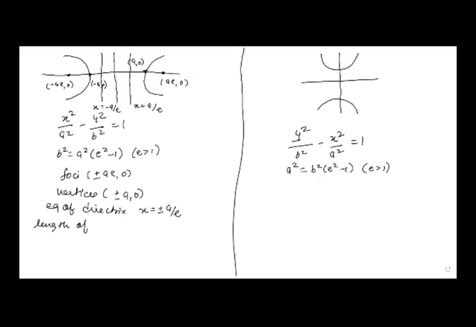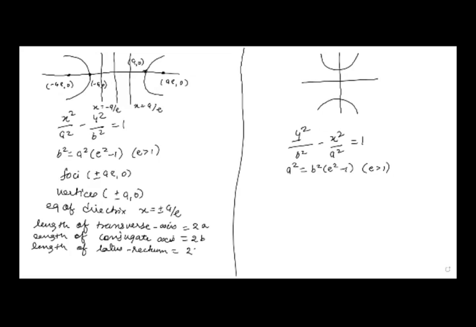Length of the transverse axis is 2a. Length of the conjugate axis is 2b. Length of the latus rectum is 2b square by a.